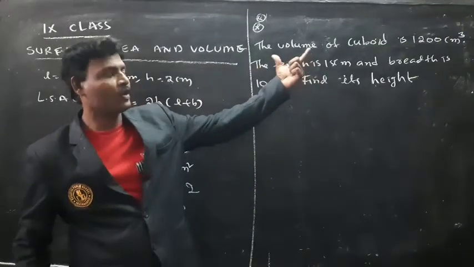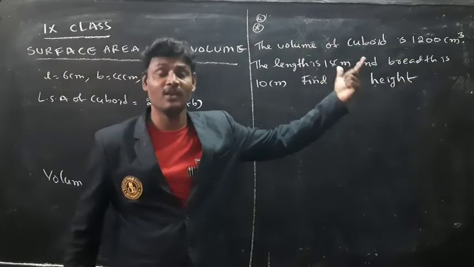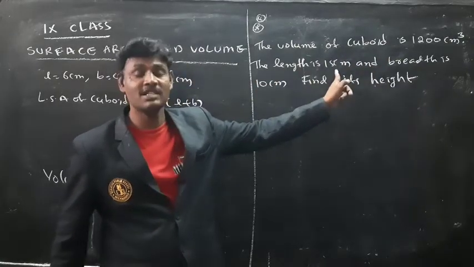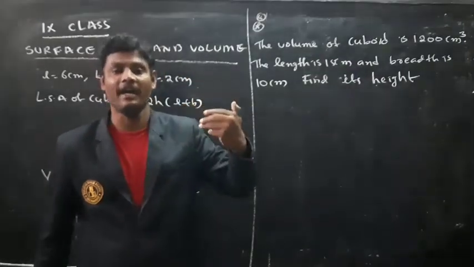The volume of a cuboid is 1200 centimeters cube. Here volume of the required cuboid is 12 centimeters cube. The length is 15 centimeters and breadth is 10 centimeters. Find its height.